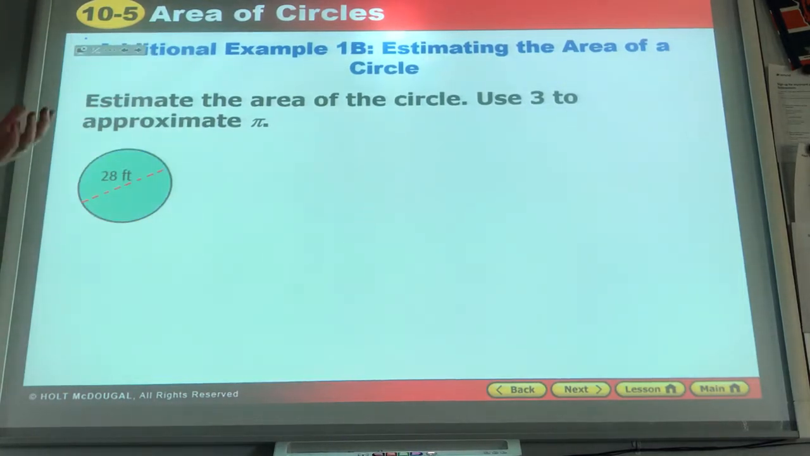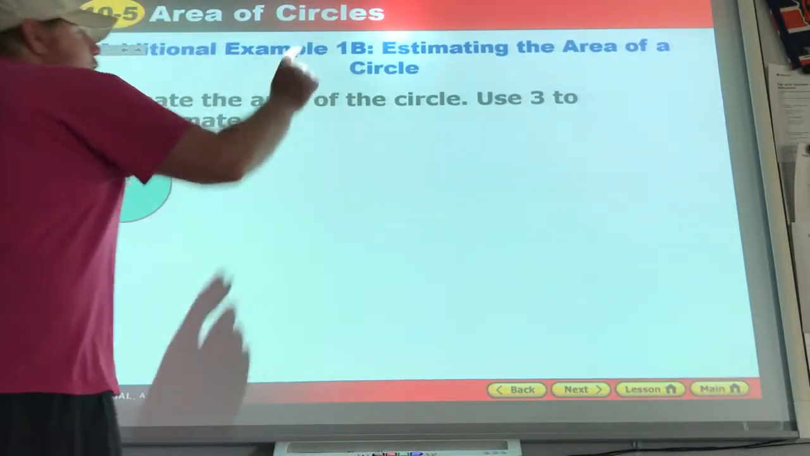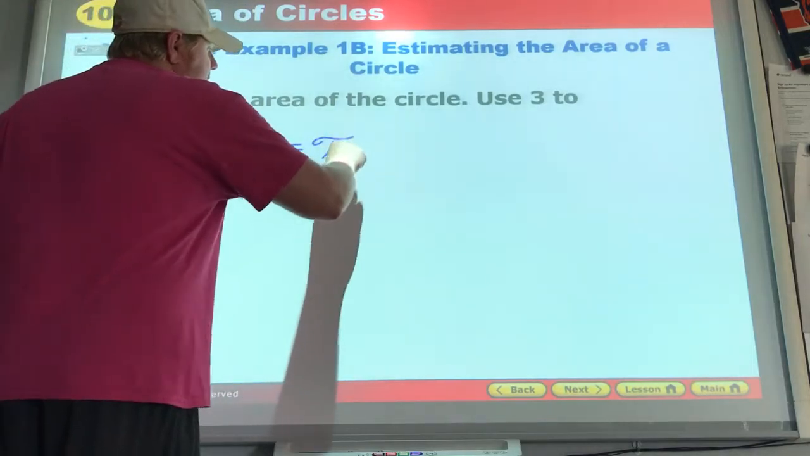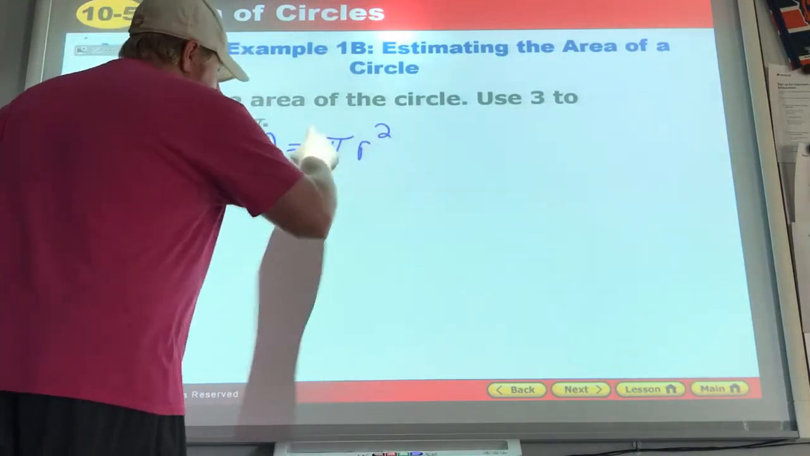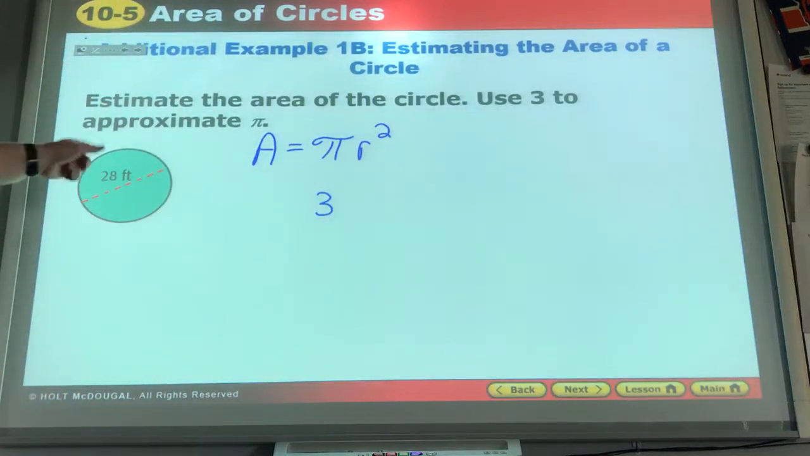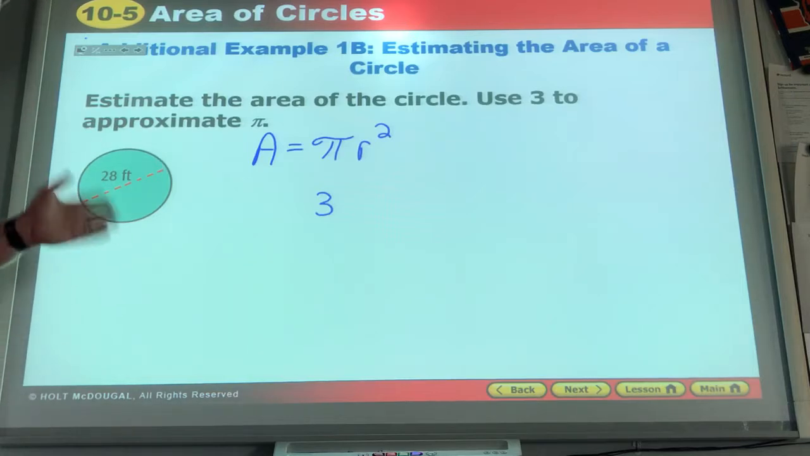All right, so now, estimate. All right, using 3. Area is pi r squared. Pi is 3. What's the radius? We look over here, we put 28. Hold it. Do I put 28? And this is what so many of you are going to do, and it's going to make me mad, and I'm going to whine and complain, and my wife's going to say, Justin, they're just doing their homework. Don't worry. You have to think.